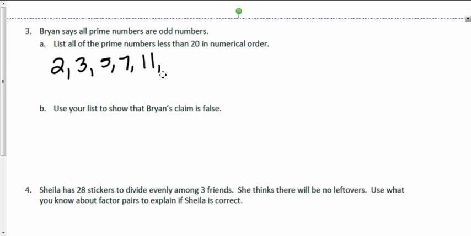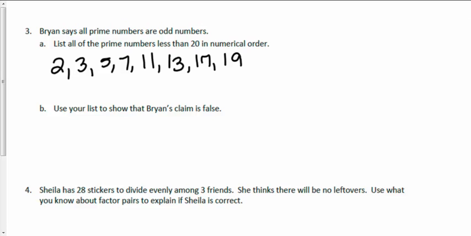11, notice that skips 9 because 3 times 3 equals 9. 13 is prime. 15 is not prime. 17 is prime. And 19 are prime. Use your list to show that Brian's claim is false.